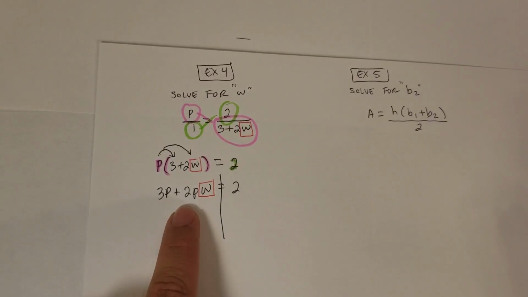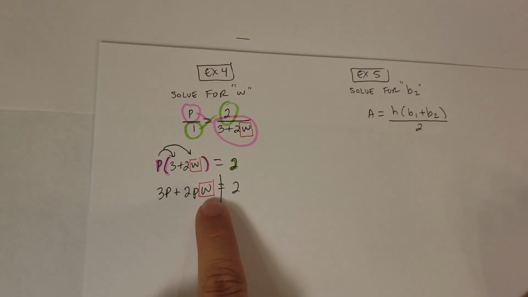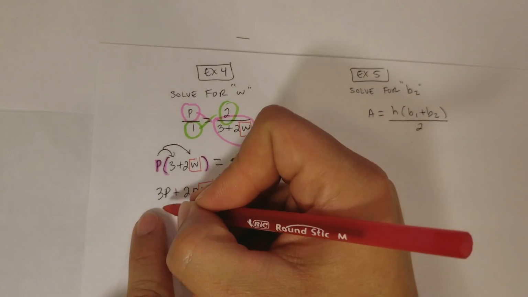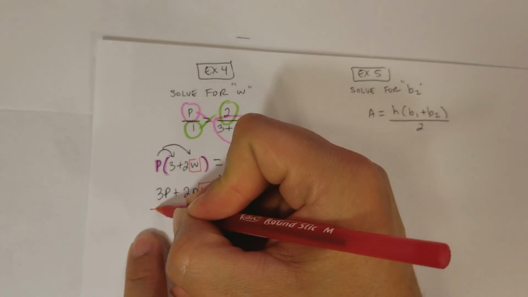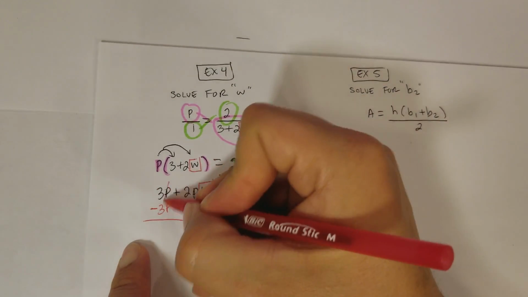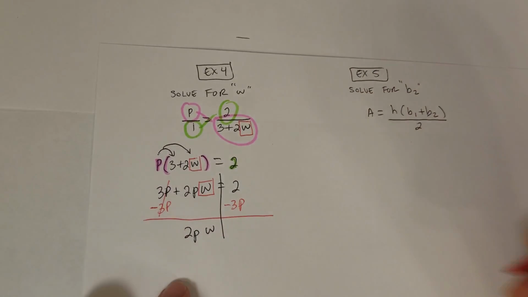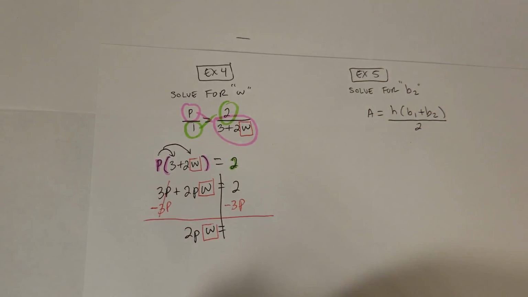Well, you always start with the one that's furthest away. 2p is right next to the w, so I'm not going to start with that. I'm actually going to start with the 3p over here. So we're going to be subtracting, because this is added. Notice that there's a plus 3p on this side. So to get rid of it, you have to subtract, inverse operation on both sides. So subtract 3p, we get 2pw on the left-hand side is equal to negative 3p and 2.